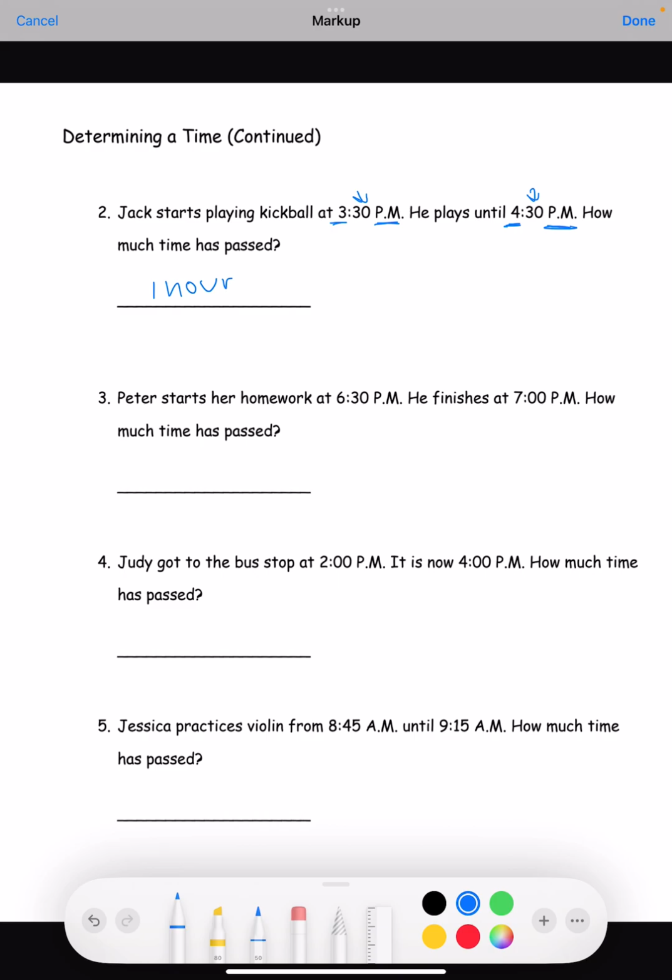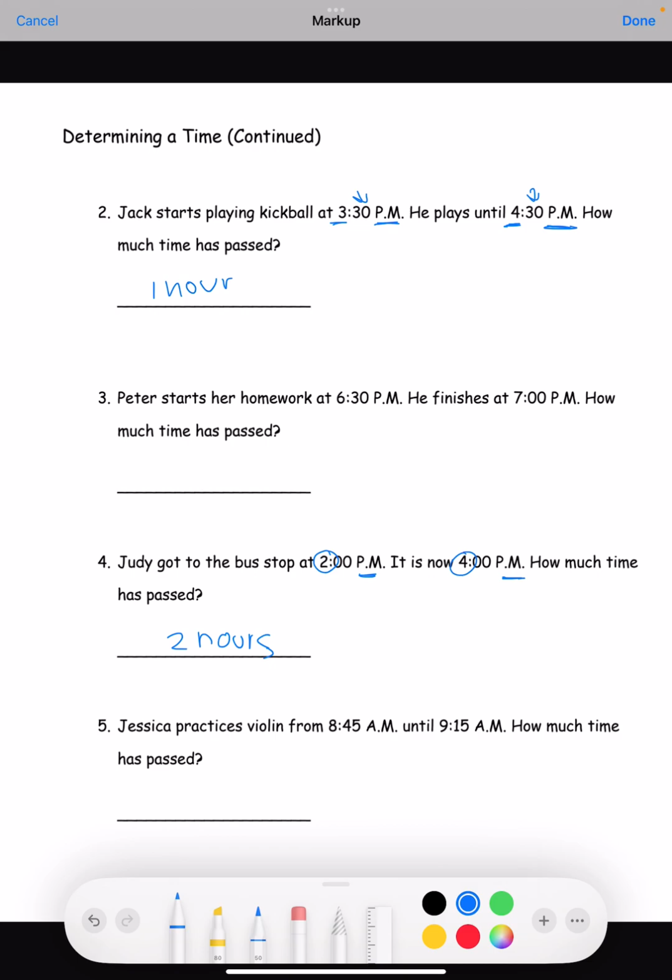Let's try number 4. Judy got to the bus stop at 2 p.m. It is now 4 p.m. How much time has passed? They are still PMs and the minutes are still at zeros, so let's look at the hours. We started at 2 p.m. and now it's 4 p.m. How much do you have to add from 2 p.m. to get to 4 p.m.? 2 plus 2 is 4, so 2 hours have passed.